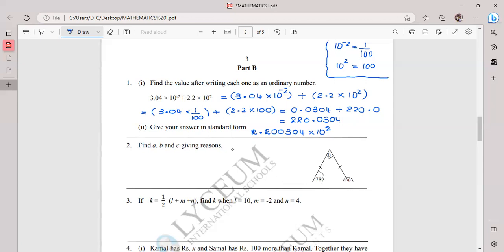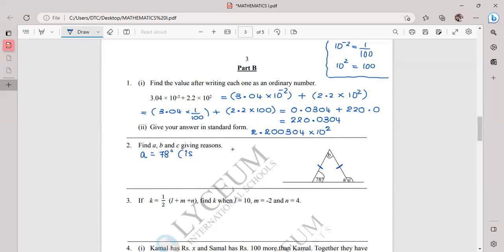So then we'll move to the second question. You can see that it is an isosceles triangle. How do I recognize it as an isosceles triangle? Here they have given two sides are equal. If two sides are equal, what happens, children? So then A should be equal to 78. Why is that? What is the reason, children?